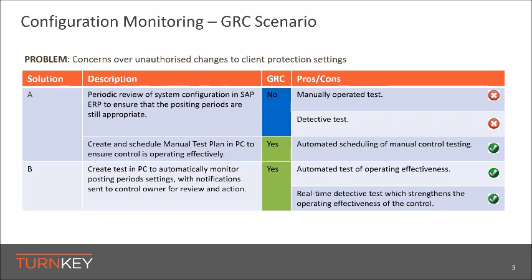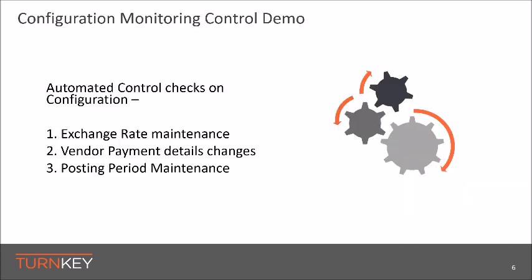But actually, what's more powerful is if we can use the system to automatically monitor those settings and then only tell us if there's a problem. So managing by exception, reducing the manual effort involved to almost zero, and being able to place greater reliance upon those controls, that you've actually got the right things going there. So posting periods is one example, but we've also got many other examples with client protection settings or other configuration environments.